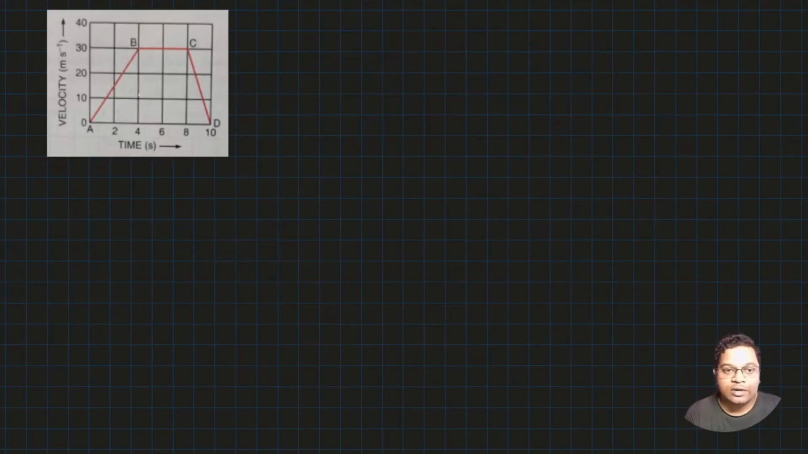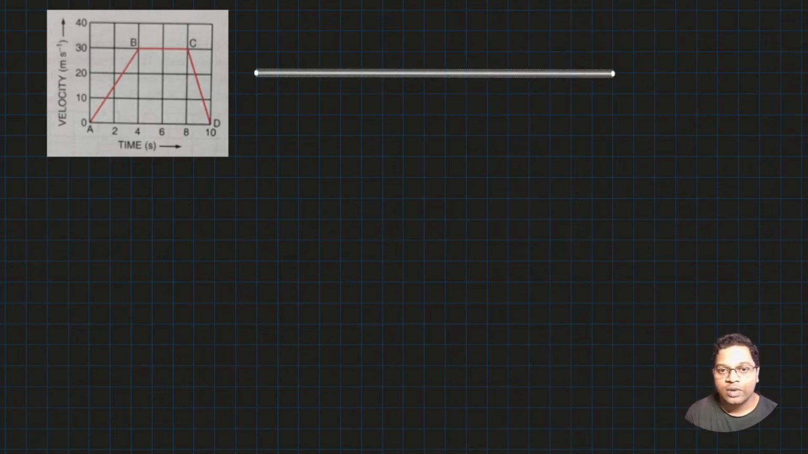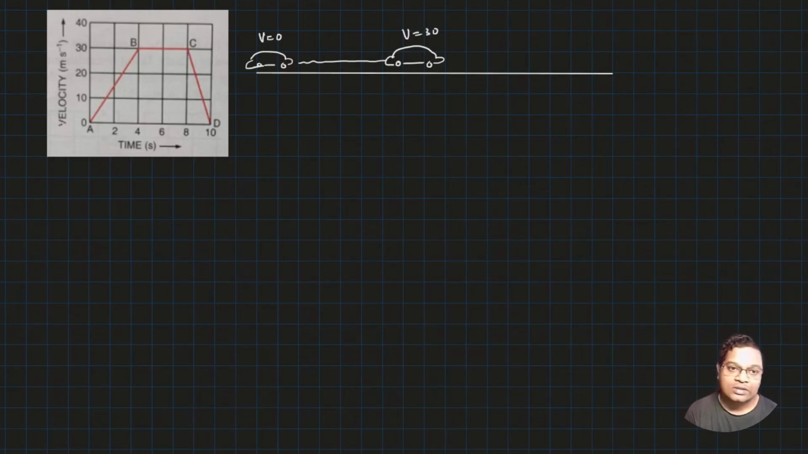We have a velocity time graph, and this graph is divided into three parts: A to B, B to C, and C to D. Now in these three parts, if you have to describe the motion, imagine this is a straight road, and there is a car at the starting of the road. Now the car is at velocity 0. Then the car begins, it accelerates, and it covers a certain distance. Now by that time, when the velocity was 0, now the velocity is 30. So this is shown over here. So this is the time the car was speeding up. So that means the car was undergoing uniform acceleration.